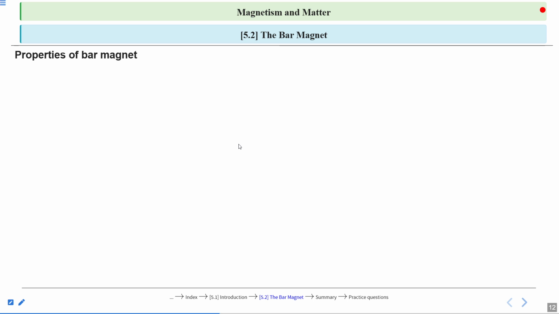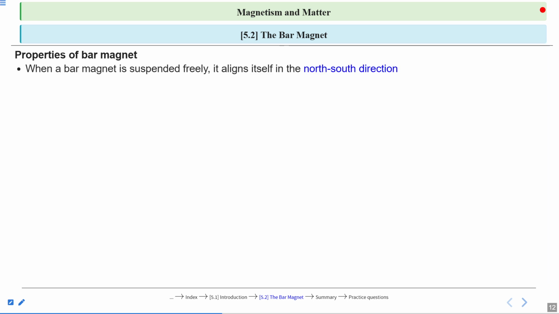Now what are the properties of the bar magnet? When a bar magnet is suspended freely, it aligns itself in the north-south direction. When we suspend the bar magnet or magnetic needle freely, it aligns itself in the north-south direction. Why? Because of Earth's magnetic field.